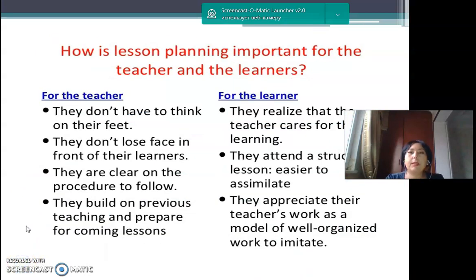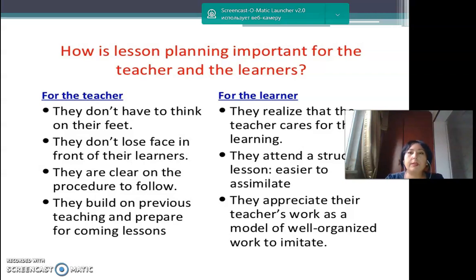How is lesson planning important for the teacher and the learners? For the teacher, they don't have to think on their feet. They don't lose face in front of the learners. They are clear on the procedure to follow. They build on the previous teaching and prepare for coming lessons.